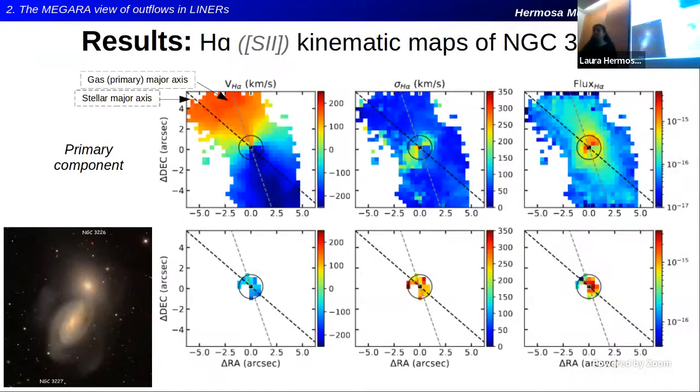And the first one is NGC3226, this galaxy over here, that is in interaction. And what we see is that the primary component of the gas is basically gas that seems to be rotating along the disk. However, we are detecting a secondary component that is basically concentrated in the PSF, and all the maps are in the same scale. So you see that the kinematics of the secondary component are quite different from the primary component.